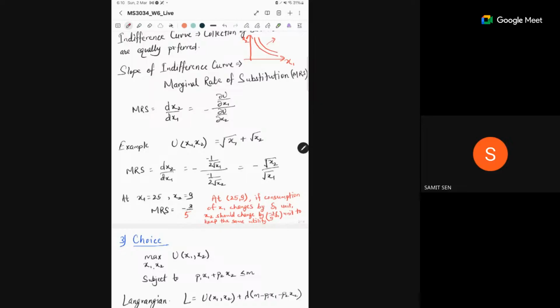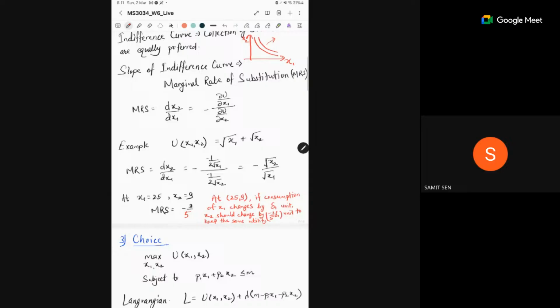So what does this minus 3 by 5 mean? That means at this point (25, 9) in the x1-x2 plane, if consumption of good one, that is x1, changes by some small unit delta, then in order to keep my utility the same, an individual should change his consumption of x2 by minus 3 by 5 delta 1 units, to keep the utility at the same level. That is the meaning of this marginal rate of substitution.